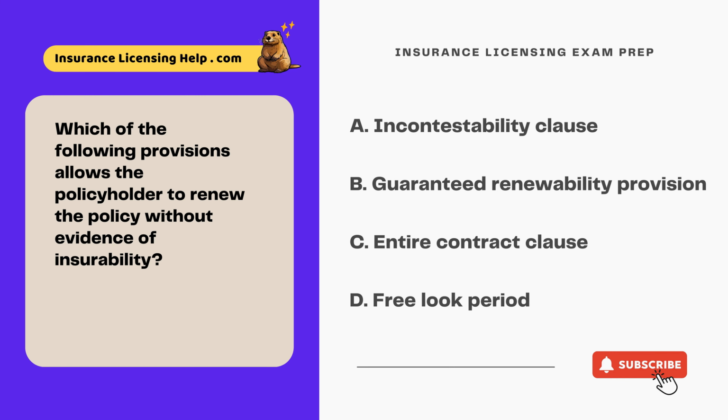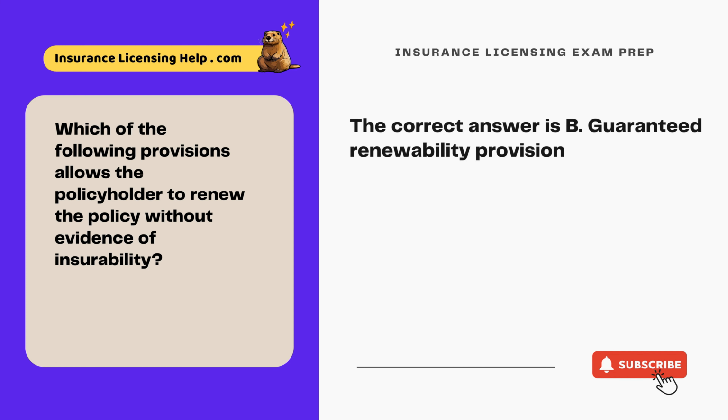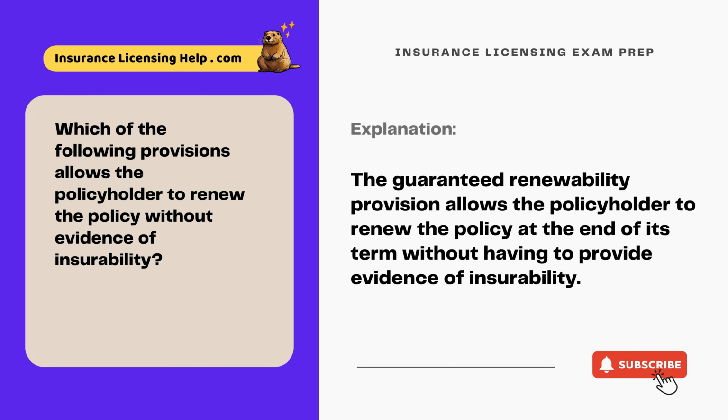Which of the following provisions allows the policyholder to renew the policy without evidence of insurability? A. Incontestability clause. B. Guaranteed renewability provision. C. Entire contract clause. D. Free look period. The correct answer is B. Guaranteed renewability provision. The guaranteed renewability provision allows the policyholder to renew the policy at the end of its term without having to provide evidence of insurability.